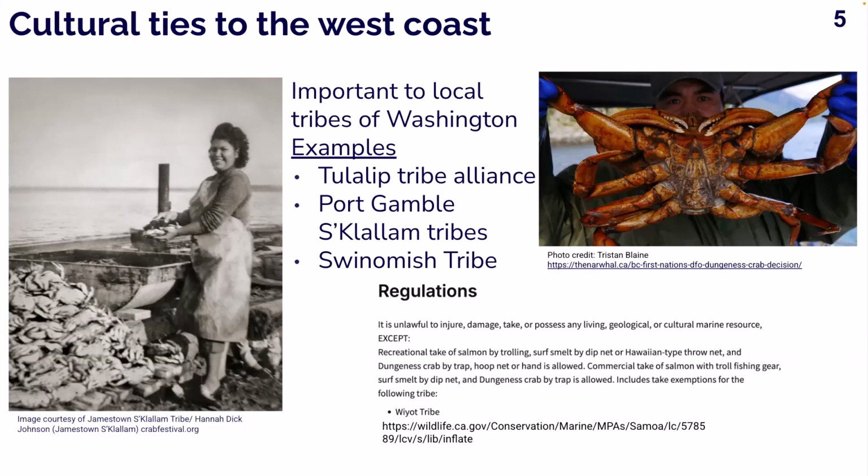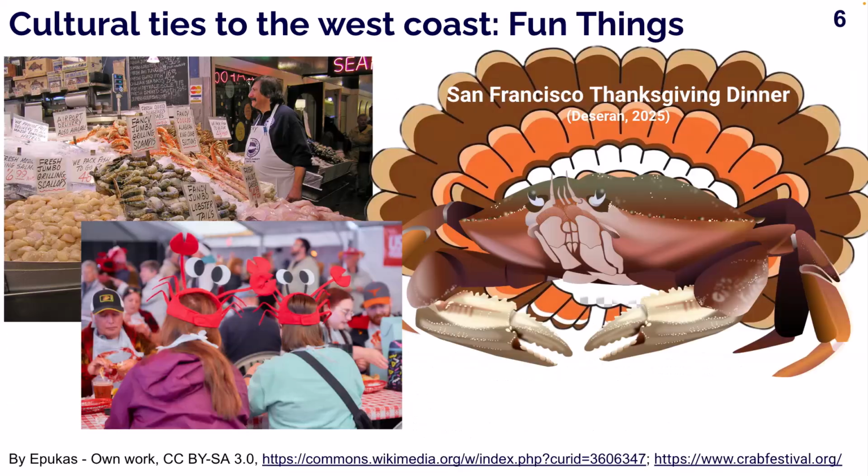Some cultural ties the species has to the West Coast: it is important to a variety of different tribes, especially here in Washington. Some examples are the Tulalip Tribe, the Port Gamble S'Klallam tribe, and the Swinomish tribe, who I worked with for this project. A lot of these tribes have a dedicated catch period before the season opens due to their extensive history with the species, and are also exempt from a lot of the commercial fishery harvest requirements.